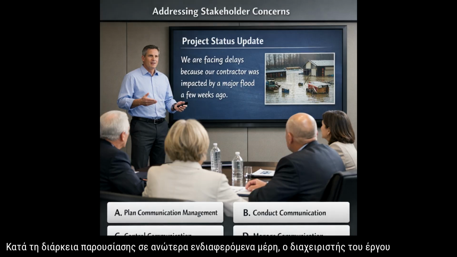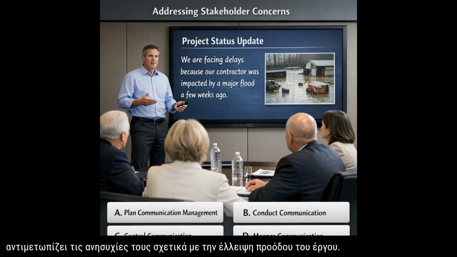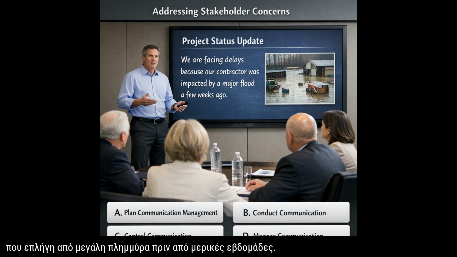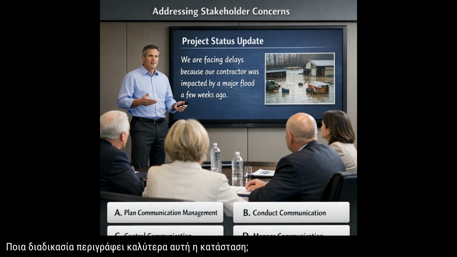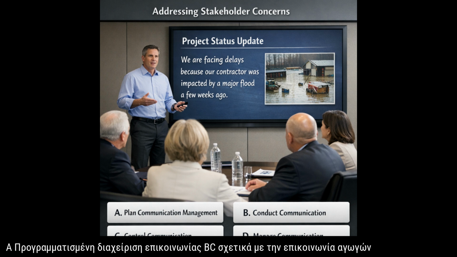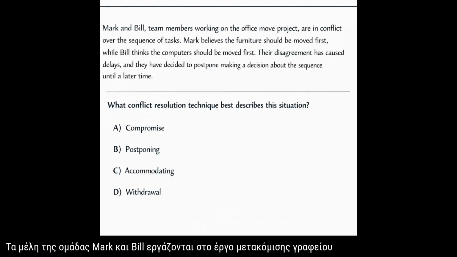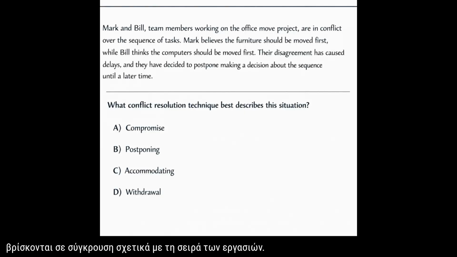During a presentation to senior stakeholders, the project manager addresses their concerns about the project's lack of progress. The project manager explains that the delay is due to a contractor who was impacted by a major flood a few weeks ago. What process does this situation best describe? A. Plan communication management. B. Conduct communication. C. Control communication. D. Manage communication.